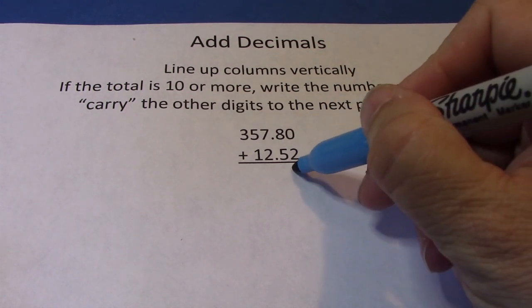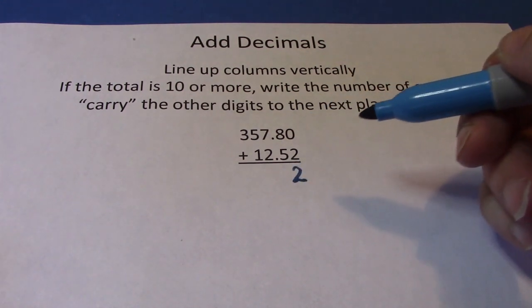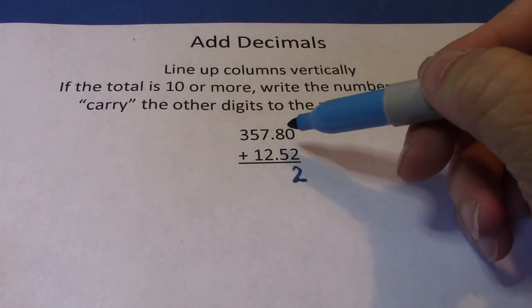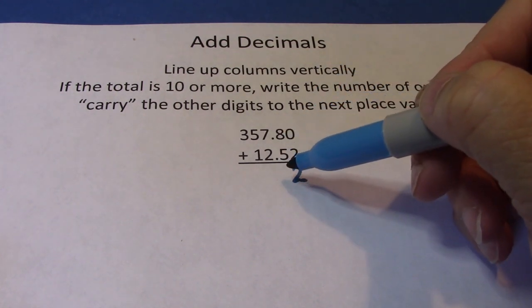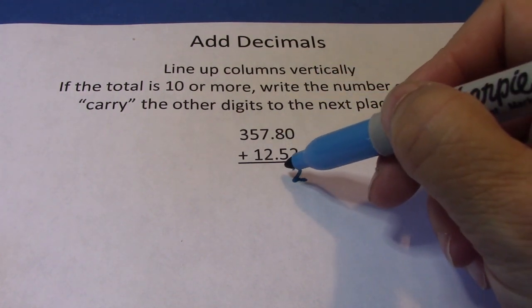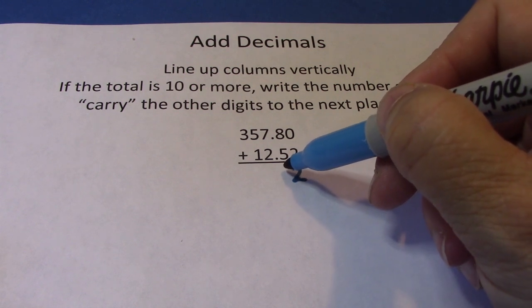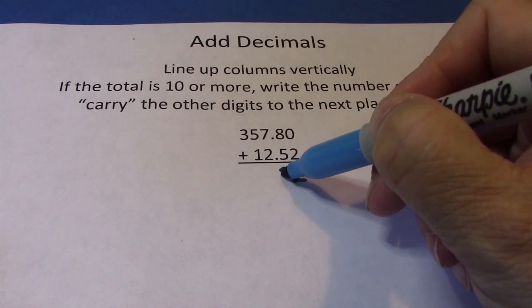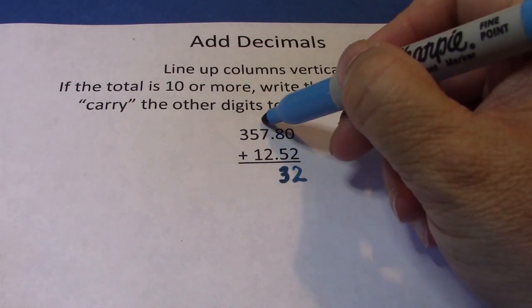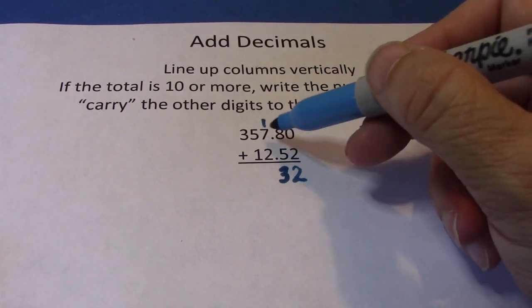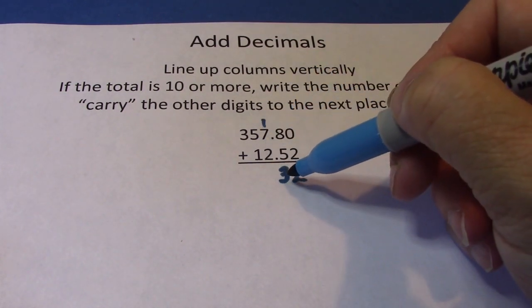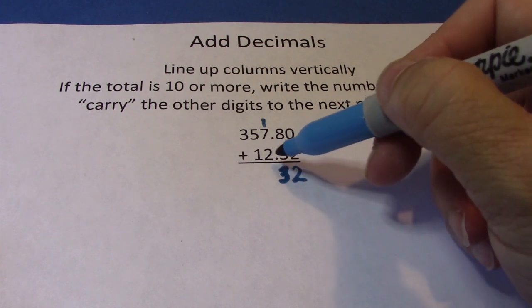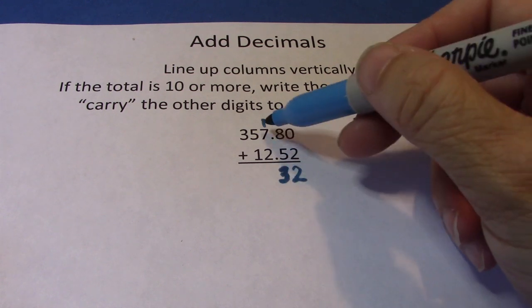0 and 2 equals 2. 8 and 5, however, are 13. I can't put all of the 13 in this column, but I can write the 3 here and do what we call carrying the 1. Remember, the 1 is worth 10 times the value to the left of it, so it's 3 1s and a 10.